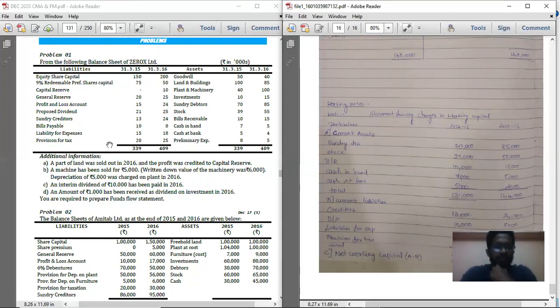Below that bills payable: 2014-15 record 10,000, 2015-16 record 8,000. Below that liability for expenses, this is also a current liability. In respect of 2014-15, 15,000, and 2015-16, 18,000. Below that provision for tax: 2014-15 column 20,000, and 2015-16 column 25,000.